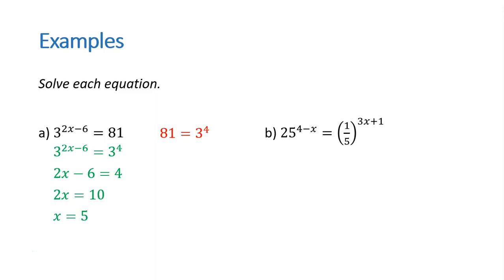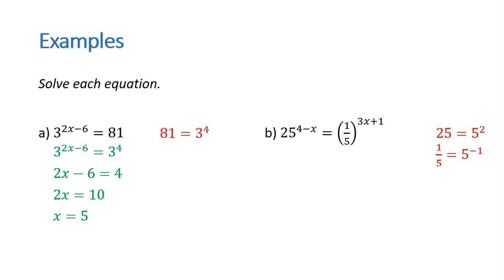Let's try another one. So 25 to the 4 minus x power is equal to 1/5 to the 3x plus 1 power. So we have two exponentials in this case, but neither of them is in terms of the same base. So maybe we could write 25 in terms of 1/5, or maybe we could write 1/5 in terms of 25. However, we have another option as well. If we can take each of these exponentials and write them in terms of a common base, then we can use that as well. So one thing that I noticed that 25 and 1/5 have in common is 5. 25 is 5 squared, and 1/5 is 5 to the negative 1 power. So this is going to be a good option.